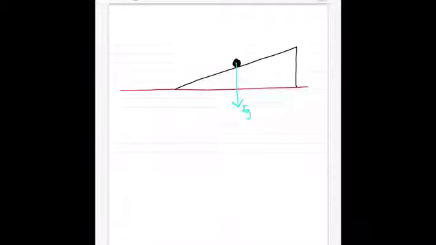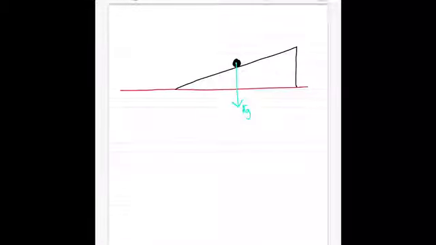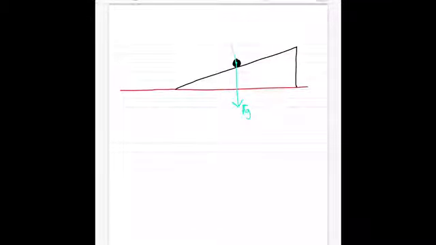Okay, so we're going to go straight down. Force of gravity acts on everything. Now, the next thing that we do is normal force. Normal force is opposite, or perpendicular, to my surface.